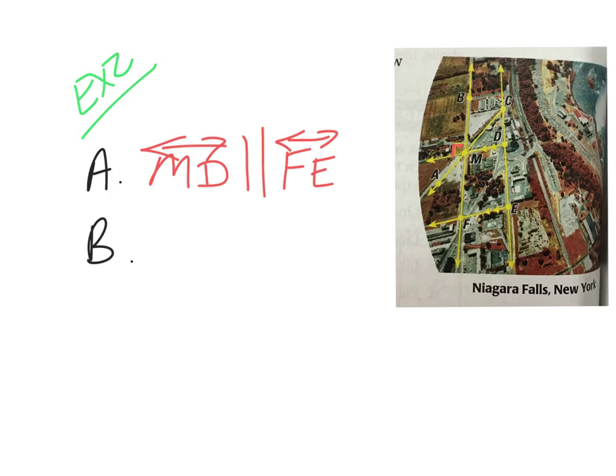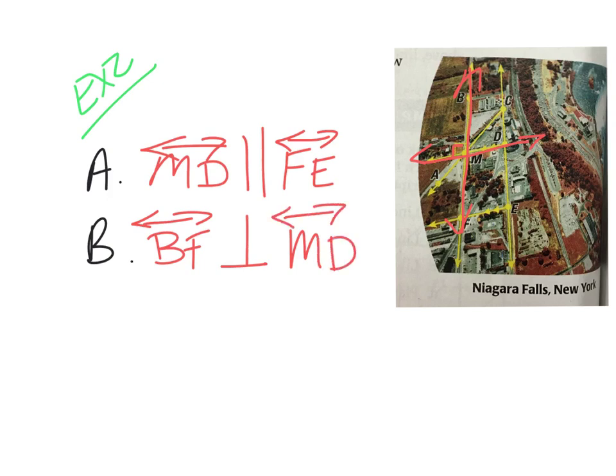So, which two lines would be considered perpendicular? B and D for A. I'll draw it. It'd be this line compared to this line, right? Well, I drew that one terribly. So that would be line BF perpendicular to MD or DM, whichever way you want to put it.